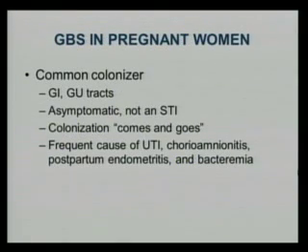So in pregnant women, GBS is a common colonizer of the GI and GU tracts. It's asymptomatic. It's not an STI, although some studies looking at the rectal carriage of homosexual males say that it may be sexually transmitted. They found percentage carriage rates as high as 25%. This colonization comes and goes in these women, which makes it really difficult to detect clinically, because right now we only test them during certain times of their pregnancy, but just because they're negative at 35 to 37 weeks doesn't mean that they were positive before, or vice versa. So it's a frequent cause of UTIs, chorioamnionitis, postpartum endometritis, and bacteremia in these moms.